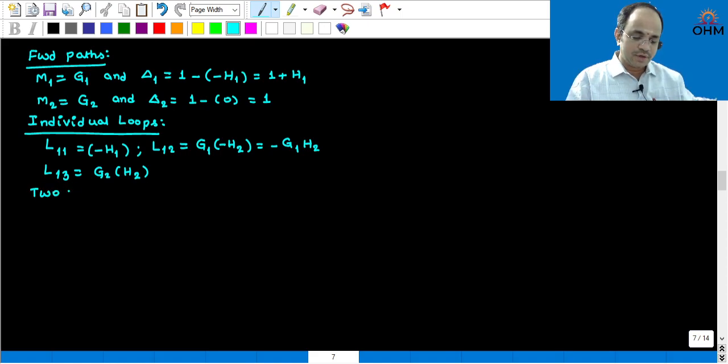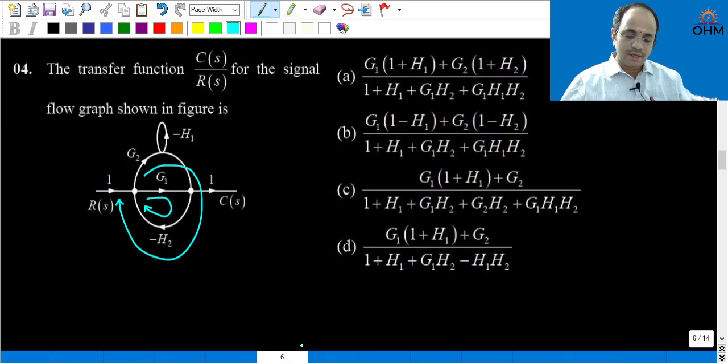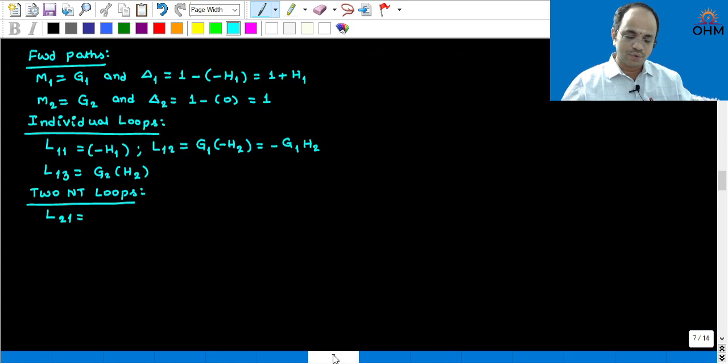Next one, you have to take two non-touching loops. Let us use the notation L21. Here, minus H1 loop is not touching with minus G1 H2 loop. Therefore, you can write here minus H1 multiplied with minus G1 into H2. Therefore, G1 H1 into H2. Minus into minus becomes plus.